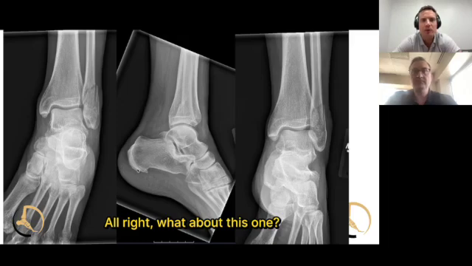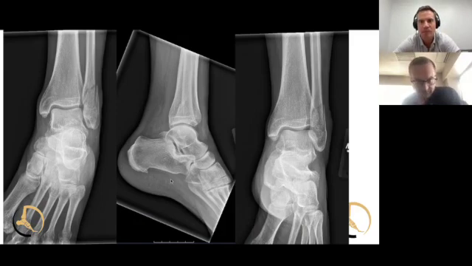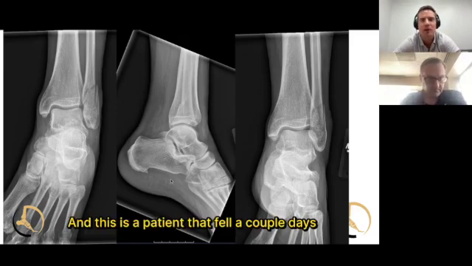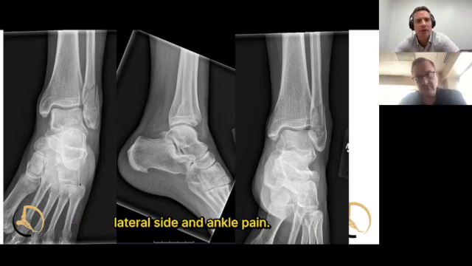All right, what about this one? So we're going to say this is a Weber B. And this is a patient that fell a couple days ago. They come into the office complaining of lateral sided ankle pain.